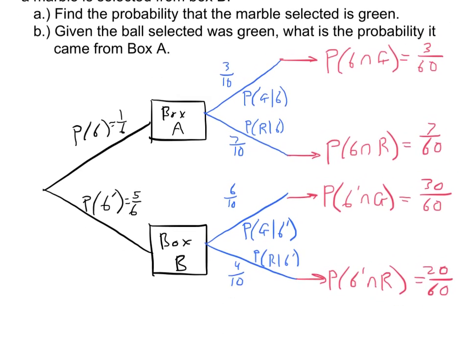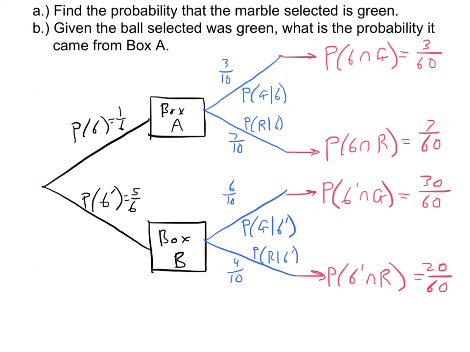Once you have this tree diagram done, the problem becomes a lot easier, because now we're just answering questions. Question A says, what is the probability that the marble selected is green? So appropriately, we'll use green for this. In this tree diagram, this is actually kind of fun. If you add up all those things, 3 plus 7 plus 30 plus 20, you'll get 60 out of 60. This is the everything that can happen.